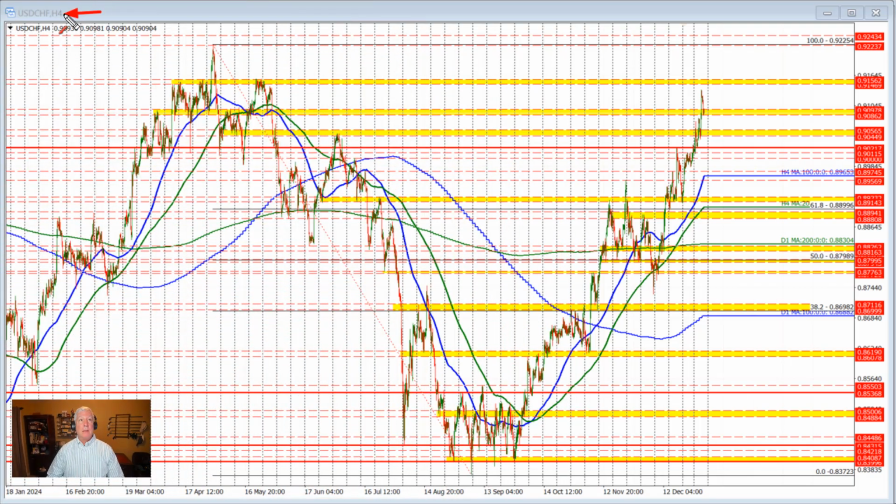This is a Forex quick look at the dollar versus the Swiss franc. Today's date, January 2nd, 2025. Let's get started. I'm going to start by taking a look at the 4-hour chart.